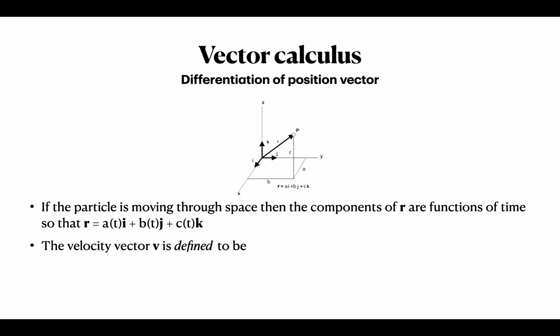If you have the position vector r of a particle, then you can define the velocity as the derivative with respect to time of the position vector. So you differentiate r with respect to t. And how do you do that? All you do is differentiate the components with respect to t. So this is the velocity vector, and this is how it's defined.